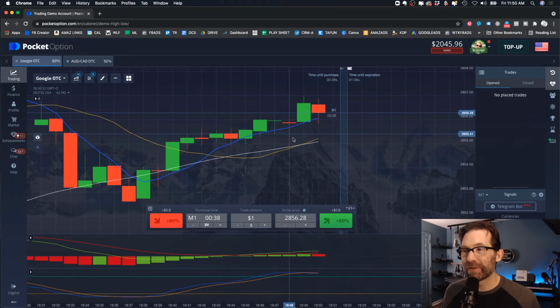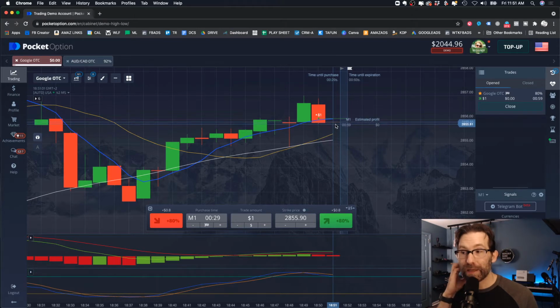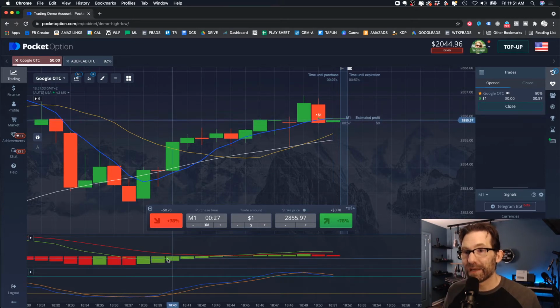But these are moving averages. And when they cross or when they're moving a certain direction, I'm going to go ahead and make one more call right here. I've got 3 seconds before the candle ends. I'll make another $1 trade.